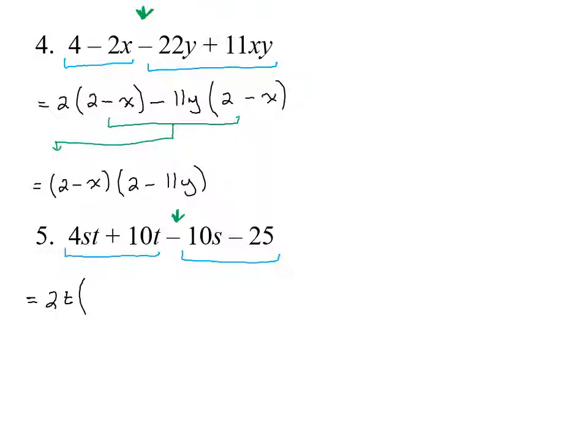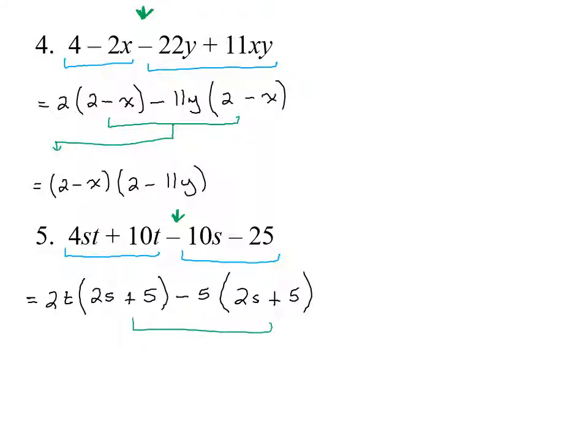If I do that, 4 divided by 2 is 2. The s is still there, and t divided by t goes away because that's just 1. The 10 divided by 2 gives me 5, and the t goes away. So what's in common between the 10s and the 25 would be 5. 5 will go into each one. Because it's a minus sign with the arrow above it, I'll take out a minus 5. And so negative 10s divided by negative 5 would leave me 2s left over. And negative 25 divided by negative 5 would give me 5 left over.